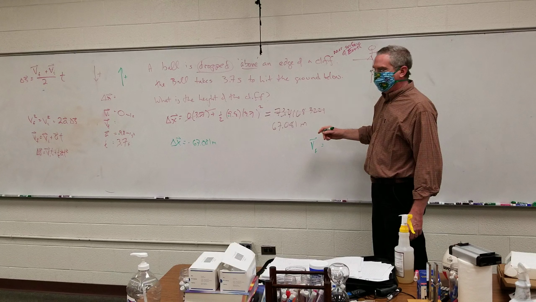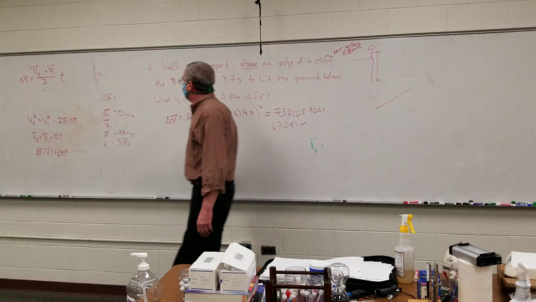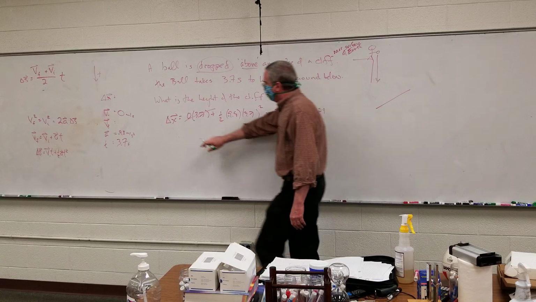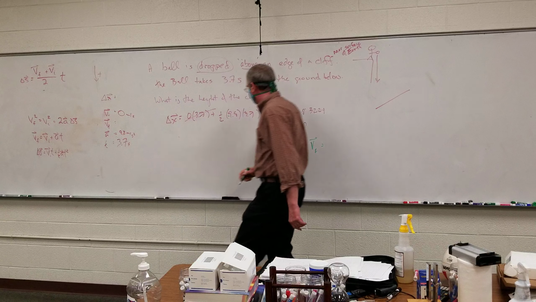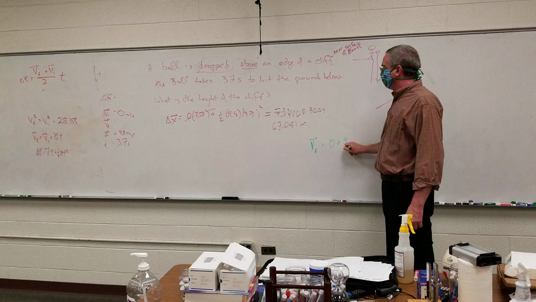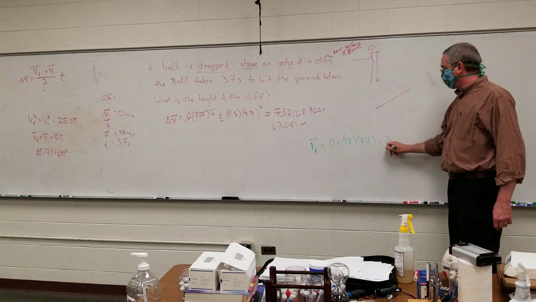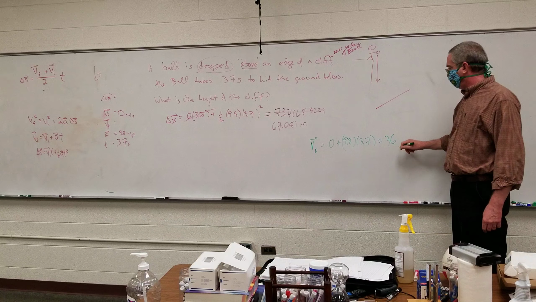I'm doing down positive. And so 0 plus 9.8 times 3.7, and you get 36 point something? Yeah, 36.26 meters per second.